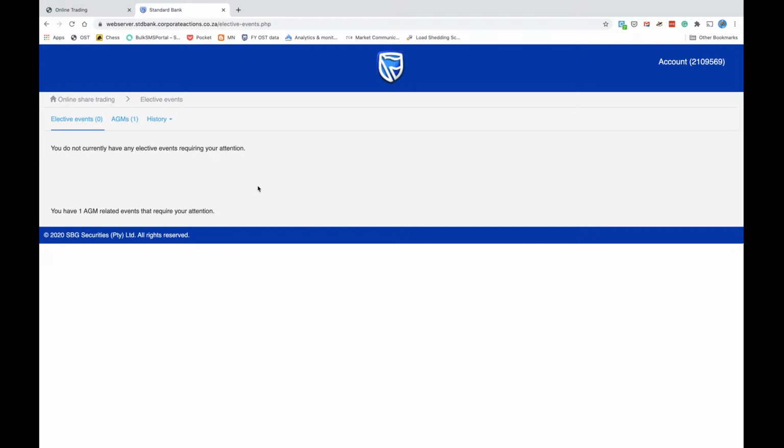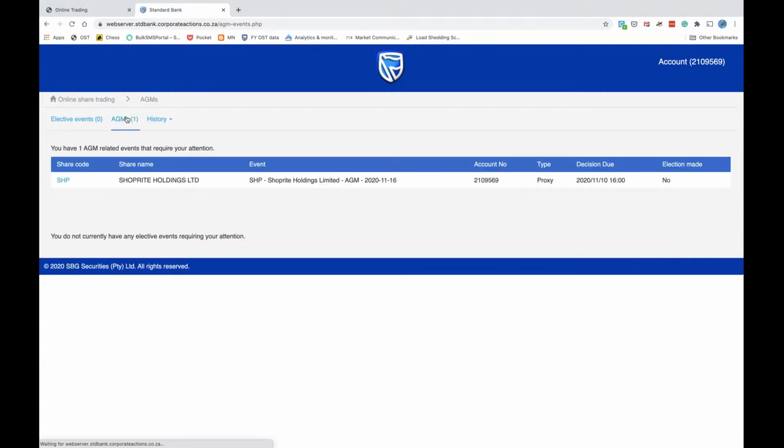Now, in the case of elective events like the dividend I just mentioned, there will be a default. And if you don't let Standard Bank know which way you want to go, they will give you the default. So if you do nothing, you get the default. In the case of AGMs, it's quite simple. If you don't instruct online share trading how you wish to vote, then you don't get voted. You just simply don't vote. And that's very important. Online share trading won't decide how to vote your shares on your behalf. You need to instruct them.